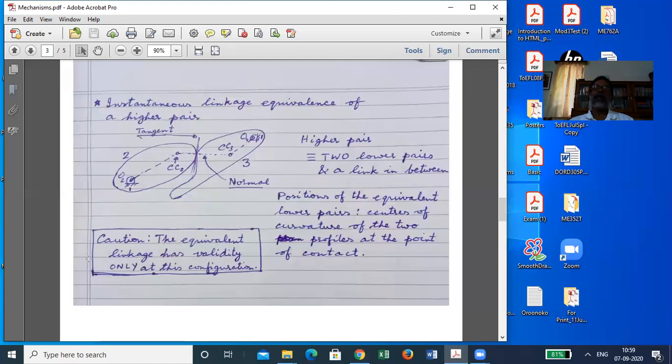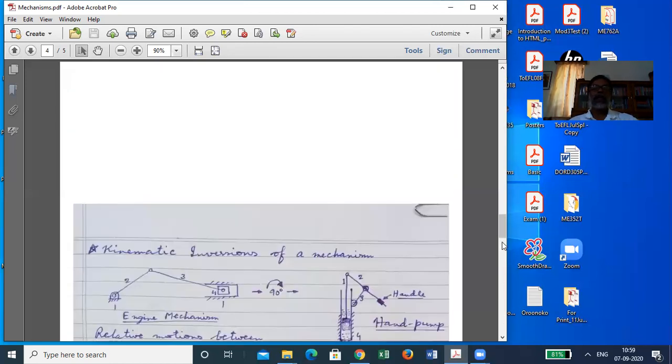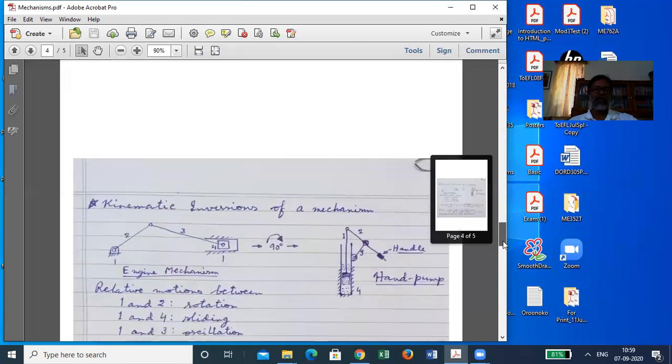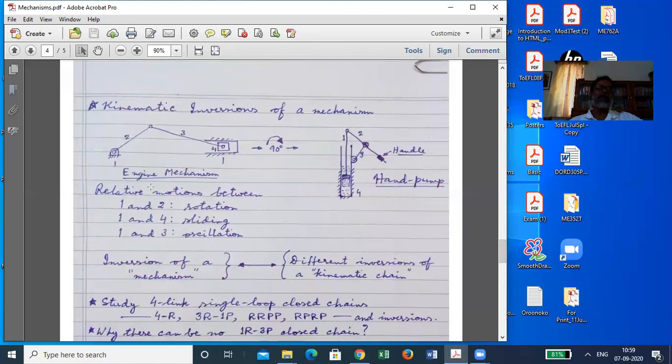Now, one of the most important things of this lecture, kinematic inversion of a mechanism. Just look at this mechanism. This you have seen there, the side diagram. So, revolute pair, revolute pair, revolute pair, and prismatic pair. This is a typical engine mechanism.